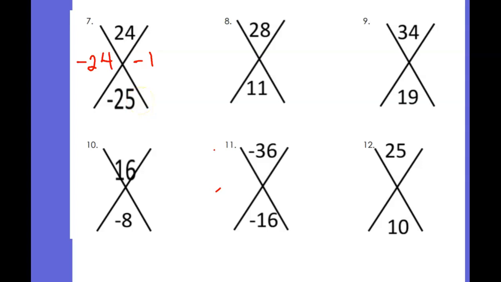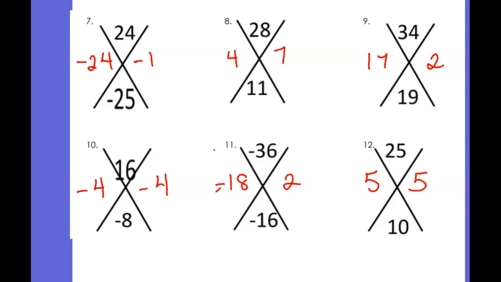All right, number 8, you're going to want 4 times 7 to be 28, which adds up to 11. Number 9, you've got 17 and 2. 17 times 2 is 34, and they add up to 19. Number 10, we'll get negative 4 and negative 4. And 11 would be negative 18 and 2. And then finally, number 12, we would have 5 times 5 is 25, and they would add up to 10.